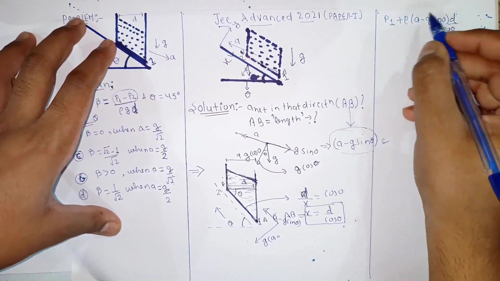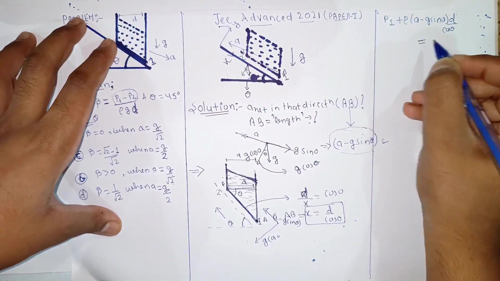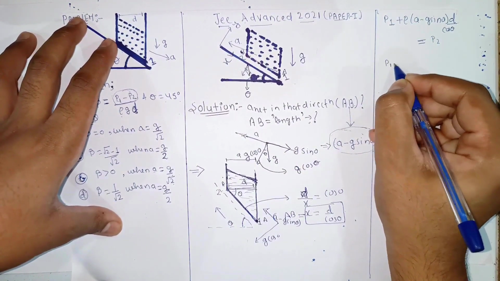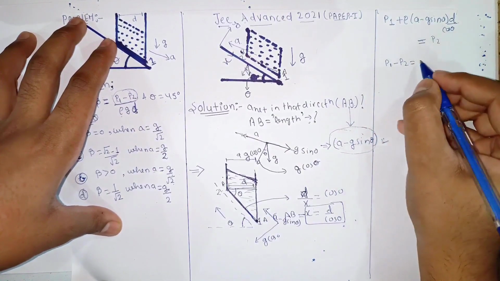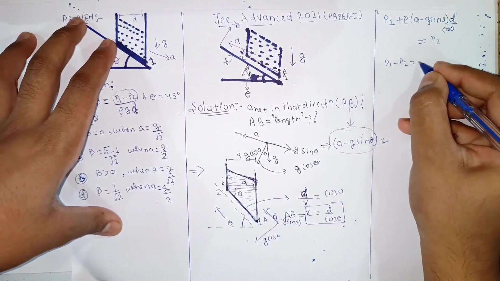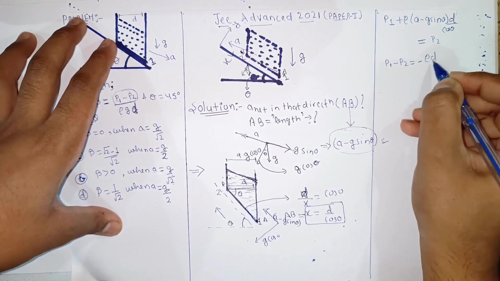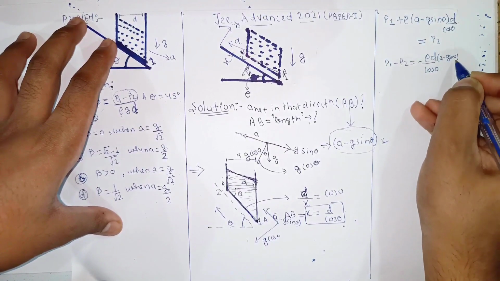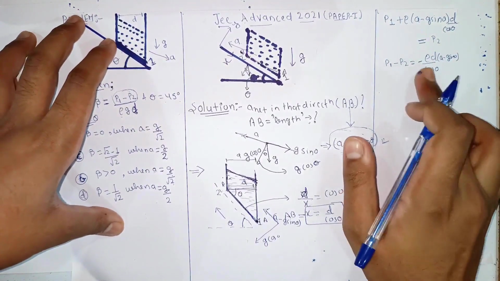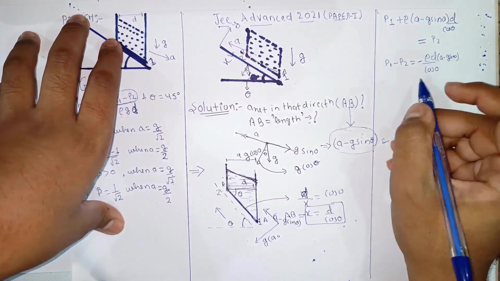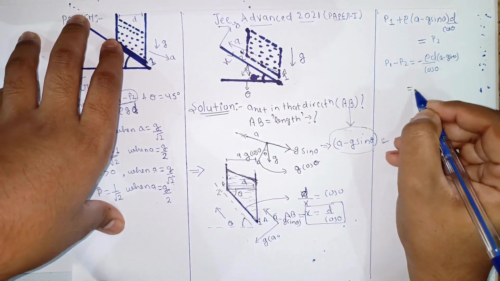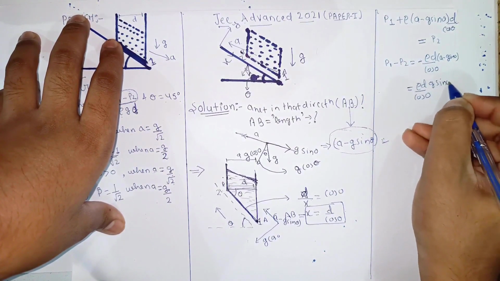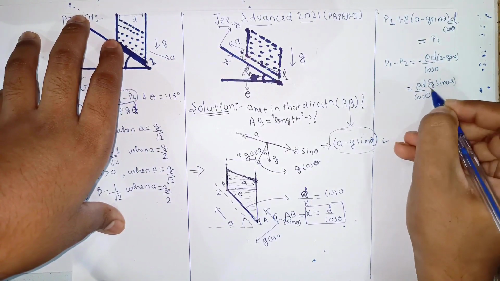And I will be equating it to the pressure at this point, which is P2. So from here, P1 minus P2 will be equal to negative rho d divided by cos theta, into a minus g sin theta. Let's take this minus inside, so it will be rho d divided by cos theta, into g sin theta minus a. This is the pressure difference.